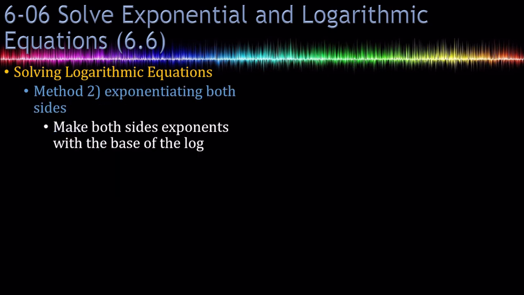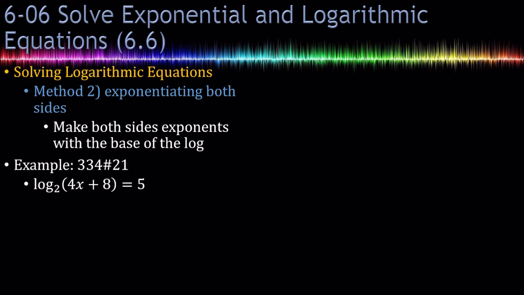All right, solving logarithmic equations. Method 2, exponentiating both sides. It's making both sides exponential because exponential and logarithms are inverses. Thus, to get rid of a logarithm, you have to do exponential. So let's try this one, number 21.